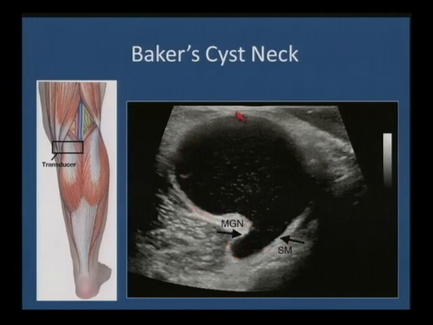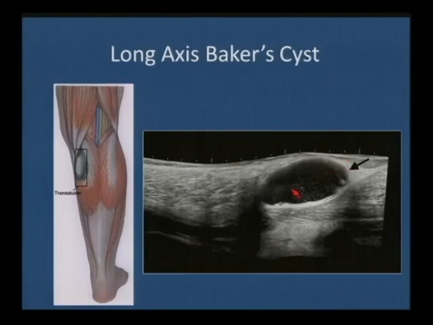So here's this large rounded hypoechoic or predominantly hypoechoic structure, and here's the neck between the semimembranosus and the medial head of the gastrocnemius. Here's the neck, so we feel comfortable this is a Baker's cyst. And then here's the long axis view. So the neck is identified in the short axis view.